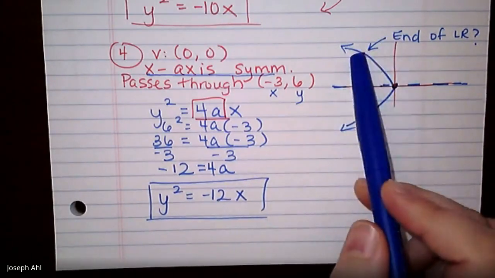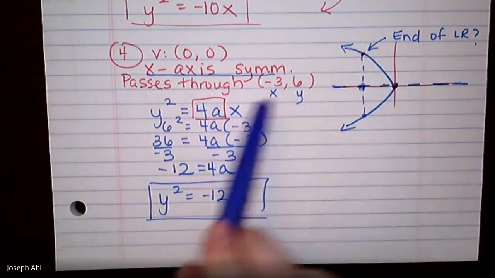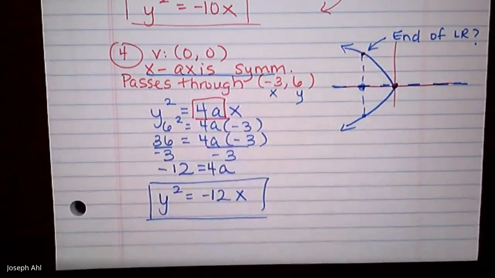But did it have to be an end of the LR? Not necessarily. So whenever you see "passes through a point," start with your standard form, plug in the values for x and y, and solve. Okay? All right. So the next thing we're going to do today is go beyond working backwards. We have to move away from the origin a little bit.